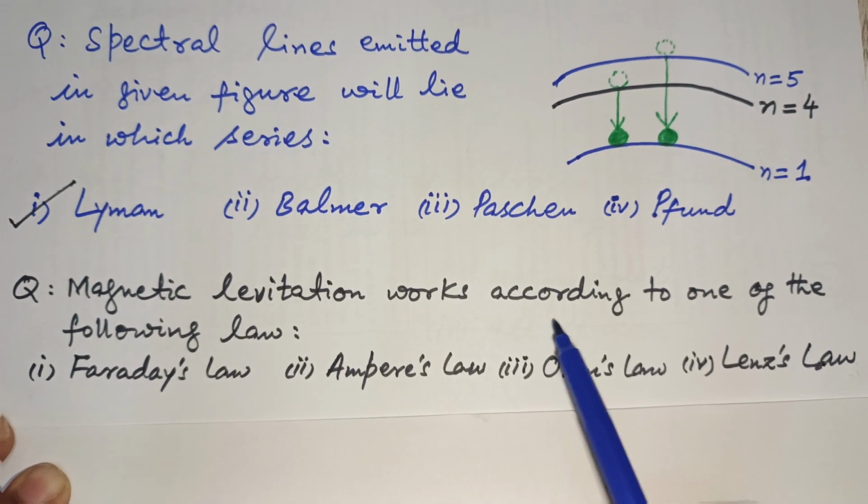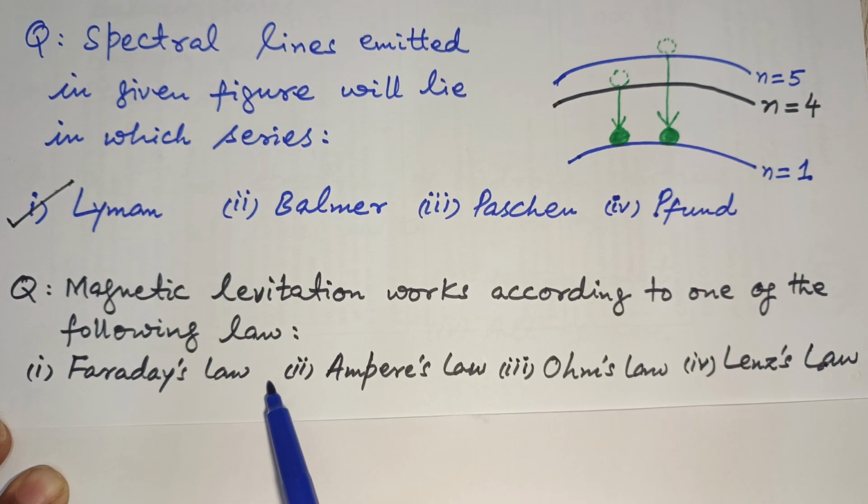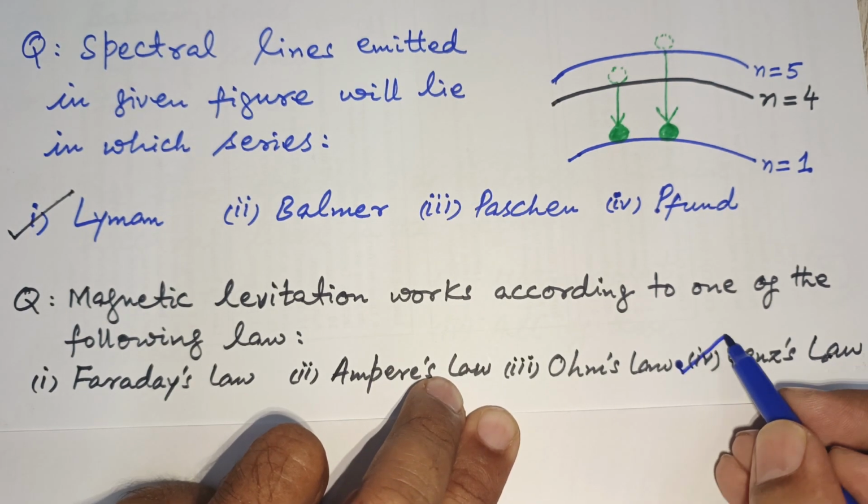Magnetic levitation works according to one of the following laws: Faraday's law, Ampere's law, Ohm's law, Lenz's law. Magnetic levitation is the process by which fast moving trains, the bullet trains, work. The law which is the base of this phenomenon is Lenz's law, because according to Lenz's law, the induced field is always such that it opposes the source which produced it. So the correct answer is Lenz's law.